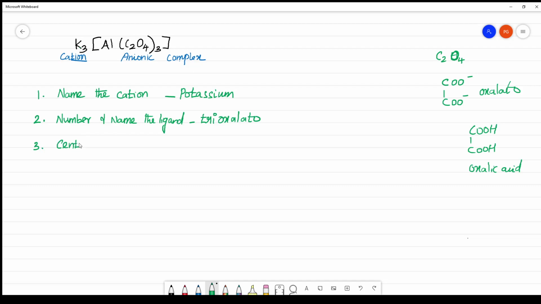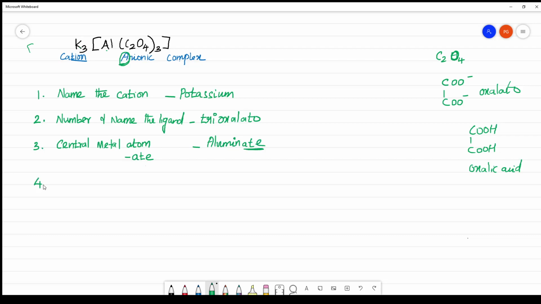So, you have to find the central metal atom. In the anionic complex, remember, anionic means you have to add -ate with the central metal atom. But if the complex is a cationic complex, that means the cation has the square bracket, and you don't need to add -ate. So, this is aluminium. What you have to do? Aluminate. You have to add -ate.